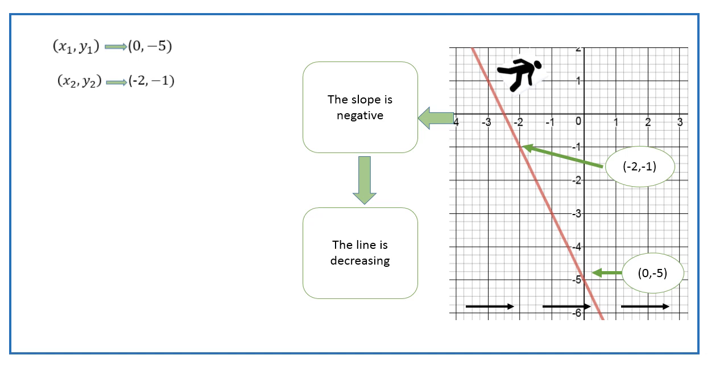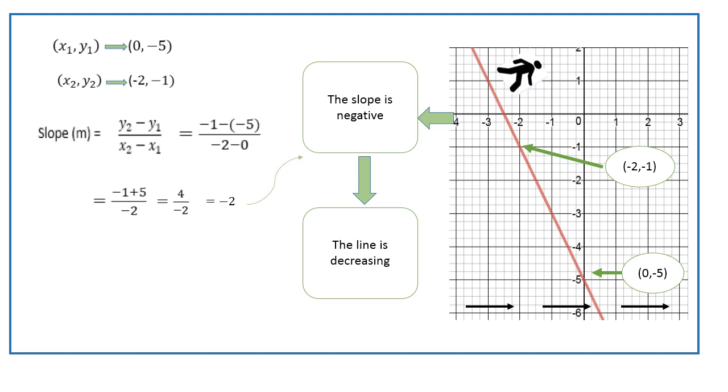We can substitute in the slope equation. We will get (-1 - (-5)) over (-2 - 0), which is equal to (-1 + 5) over -2, which is equal to 4 over -2, which is equal to -2. It is observed that the slope is a negative number, as we concluded from the graph.